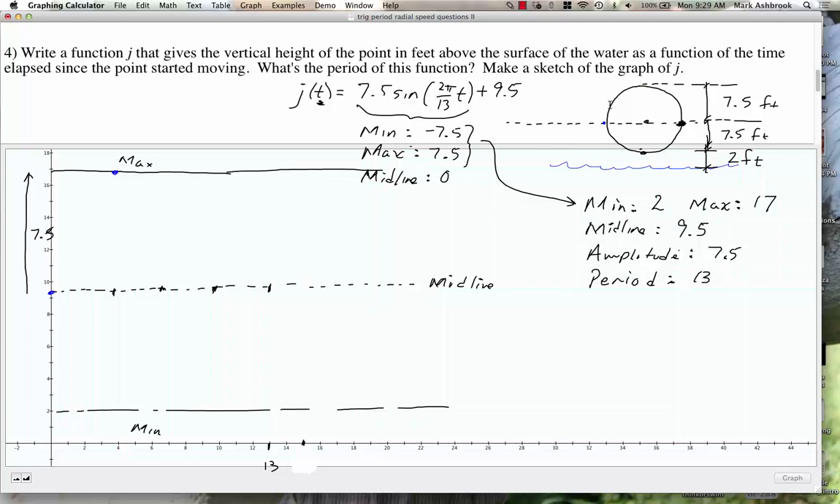And then in the next quarter cycle, back to the midline. And we worked out that that's going to be a concave down sine curve. And then in the third quarter cycle, from the midline to the min, right here. Concave up. And then in the last quarter cycle, back to midline. And if it keeps rotating, it'll keep repeating the cycle, right? So starting from 13 to 26 seconds, it'll repeat that same cycle again.